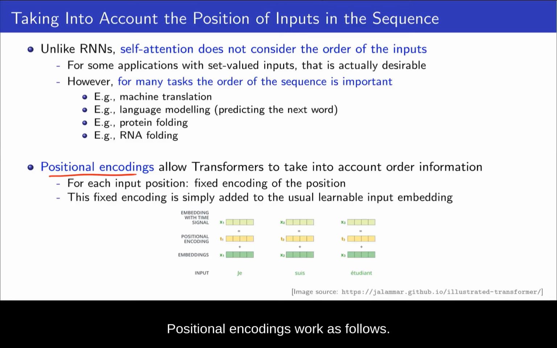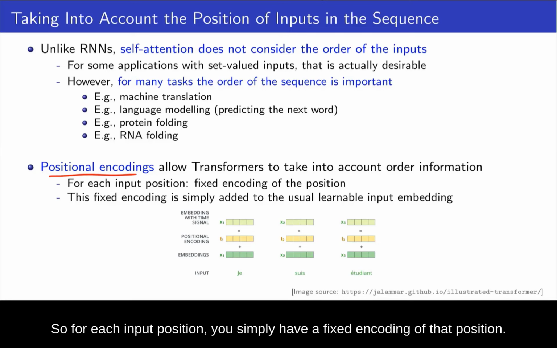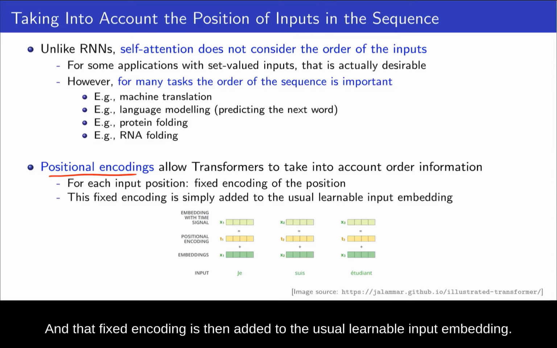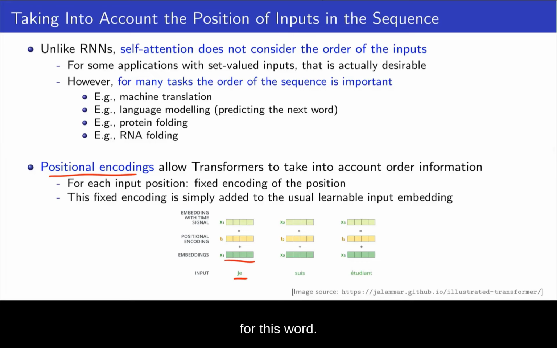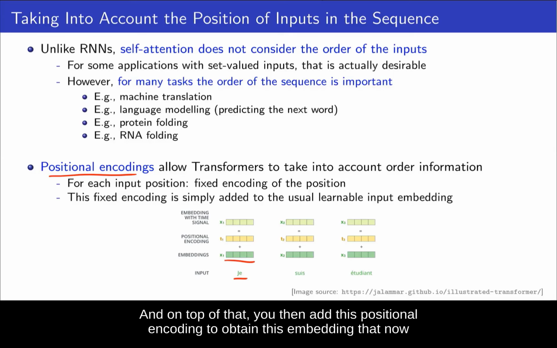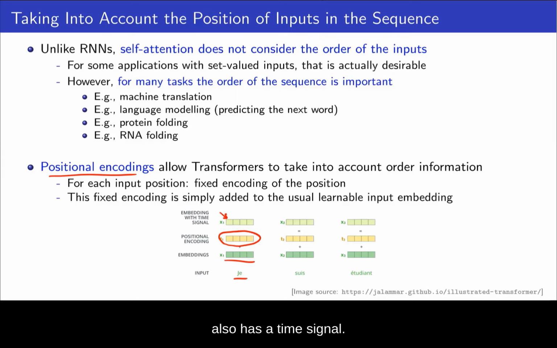Positional encodings work as follows. So for each input position, you simply have a fixed encoding of that position. And that fixed encoding is then added to the usual learnable input embedding. So the input embedding says for each word, you have an embedding vector that is learned for this word. And on top of that, you then add this positional encoding to obtain this embedding that now also has a time signal. And you do this for each of your words in the input sequence.